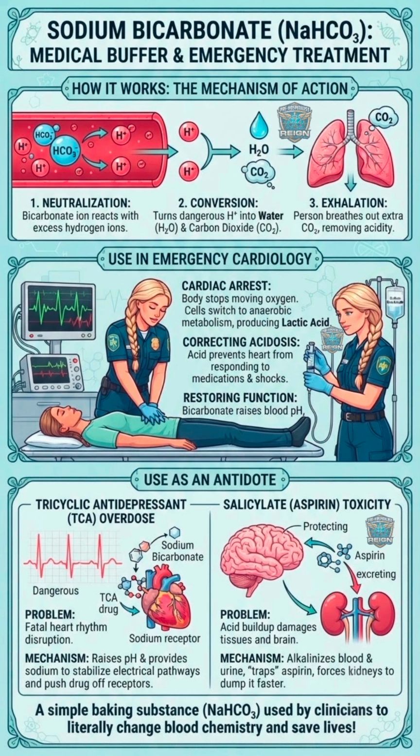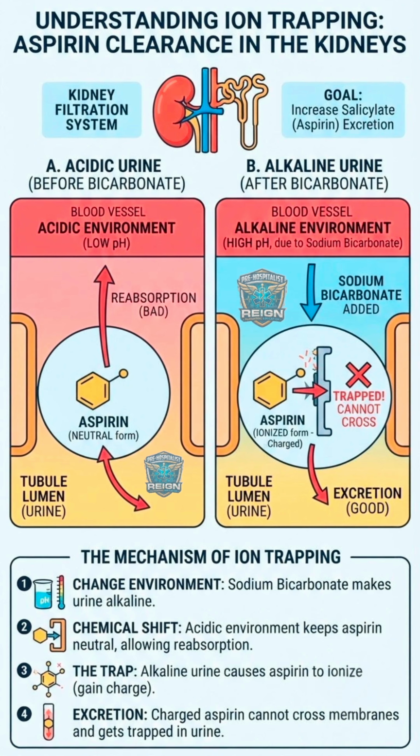It is fascinating how a substance we use to bake cookies can be used by clinicians to literally change the chemistry of a person's blood to save their life. To understand how the kidneys help clear toxins using sodium bicarbonate, we have to look at a concept called ion trapping. Normally, the kidneys filter the blood and decide what to keep, like water and nutrients, and what to pee out, like waste. Whether a substance is filtered out depends on its electrical charge.